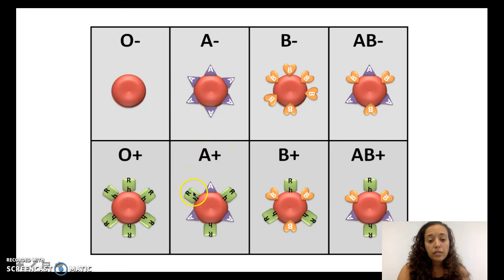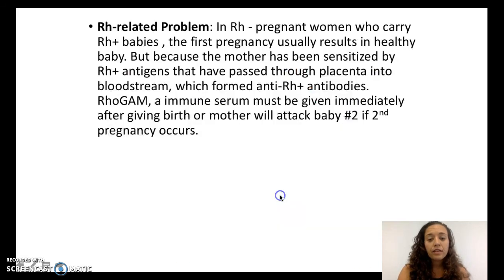So if you can see here, I love this diagram because you can really see it. O positive doesn't have A or B, but it does have RH. A positive has A and RH. B positive has B and RH. AB positive has A, B, and RH. So you can see these cells and what antigens they have.